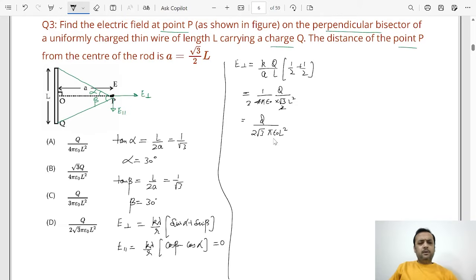Now, the idea here is that this is the net field also. Why is this the net field? Because the parallel component is 0. That means the perpendicular component will become the net field also. So the answer will be Q upon 2 root 3 pi epsilon naught L square, option D.